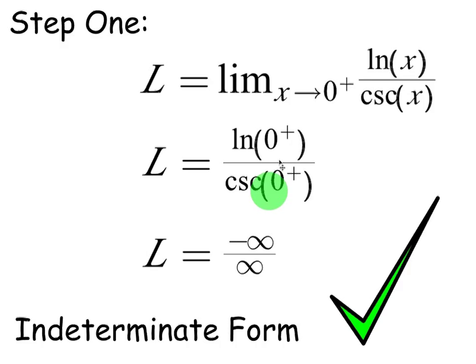So limit from the right on the top is negative infinity. Limit from the right on the bottom is infinity. These are some of the indeterminate forms we talked about. This is one of them. Anytime you have any form of infinity over infinity, whether it be positive or negative, you know you're going to use L'Hôpital's rule.